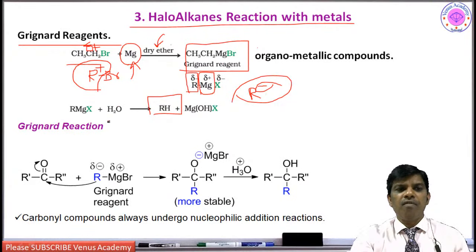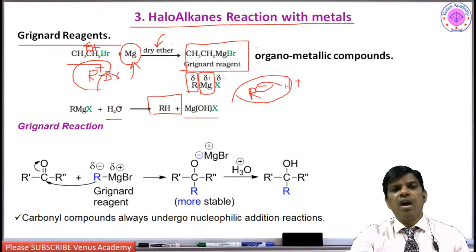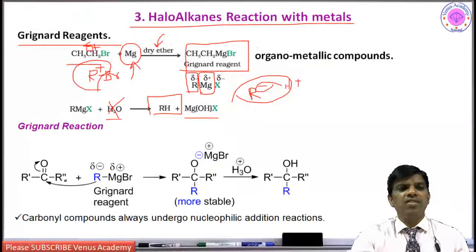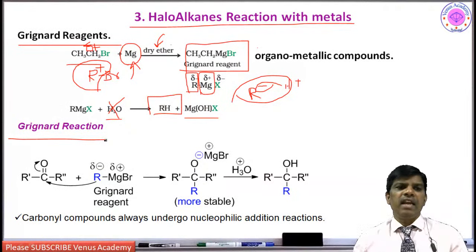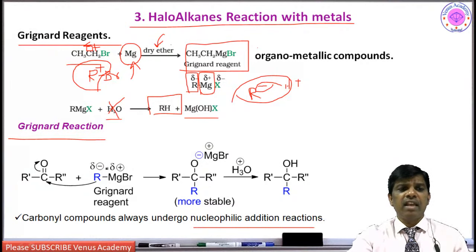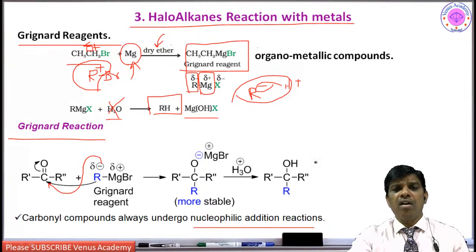So what happens if you have water molecules in the reaction? The H+ ion is taken up by the R group to give the alkane, magnesium hydroxide forms, and the halide goes out. So avoid water in the reaction mixture. These alkyl magnesium halide reagents usually react with carbonyl compounds, which undergo nucleophilic addition, where the alkyl group is the nucleophile. This nucleophilic addition gives alcohols.